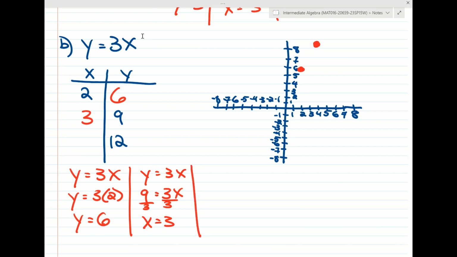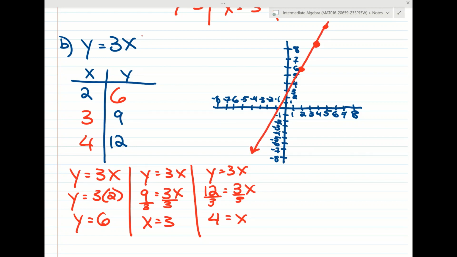And then the last one, y is 12, and you get x is 4. So 4, 12 is a little off the graph, but just like before, connect your dots and you have the line for this.